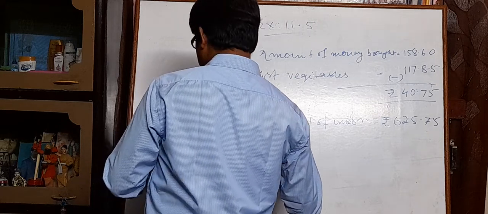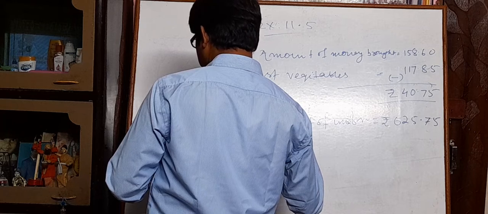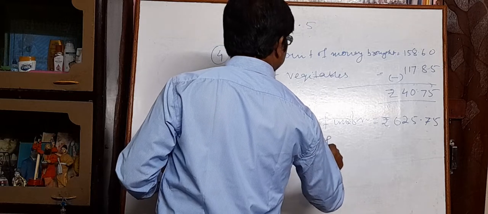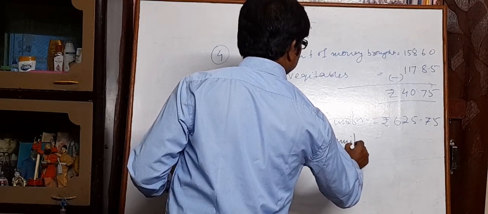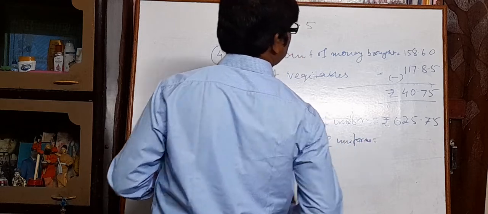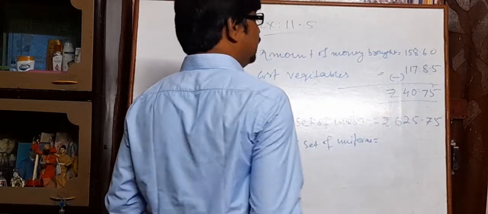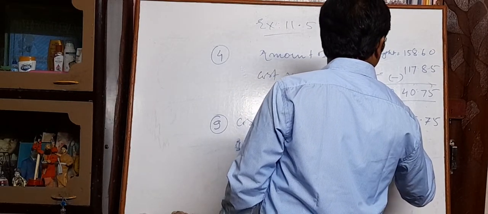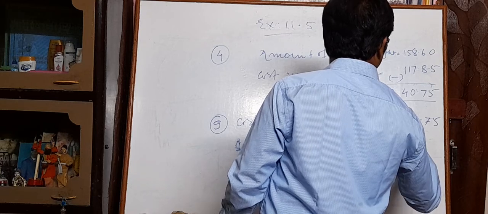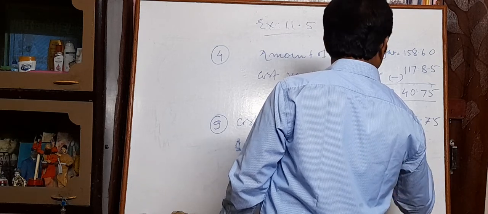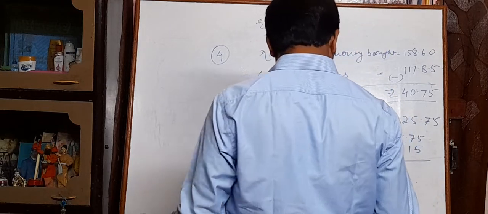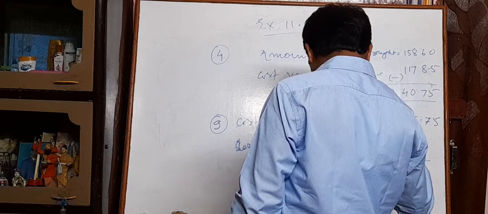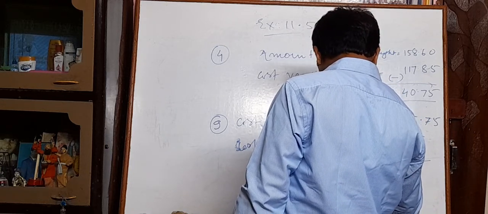So cost of how many uniforms? 15 sets of uniforms. What will 15 sets of uniforms be? You have to multiply. 625.75 multiplied by 15. Okay, ignore the decimal point. Do simple multiplication.